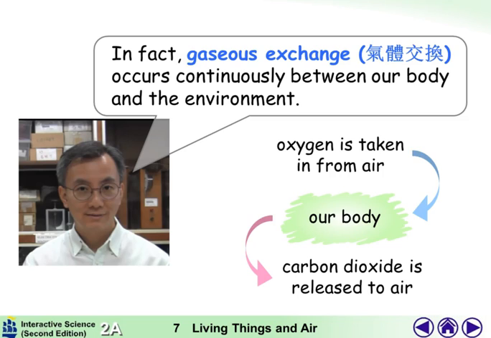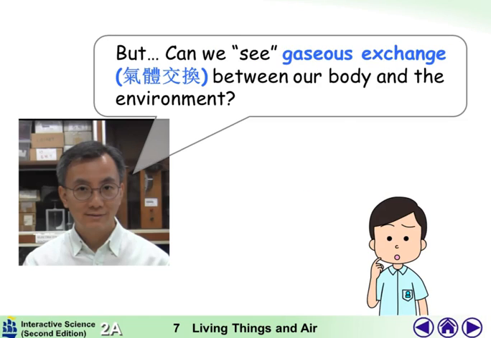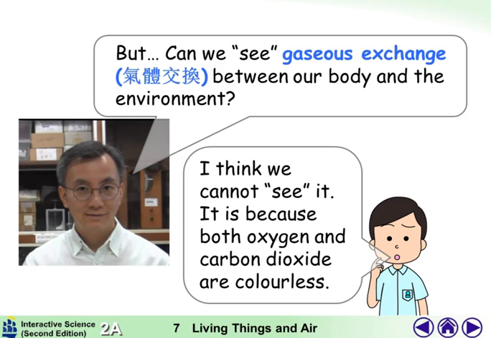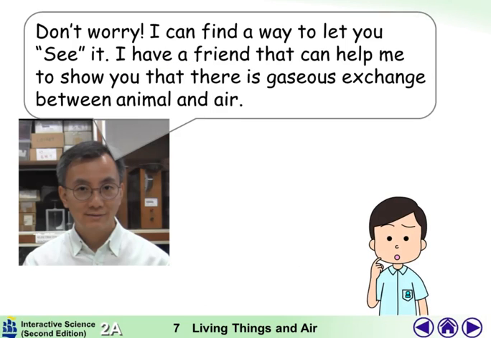And in fact, gaseous exchange, 即係氣體交換, occurs continuously between our body and the environment. But can we see the gaseous exchange between our body and the environment? I think we cannot see it because both the oxygen and carbon dioxide are colorless. Yes, you are right. But don't worry, I can find a way to let you see it. I have a friend that can help me to show you that there is gaseous exchange between animal and air. You know what is my friend?